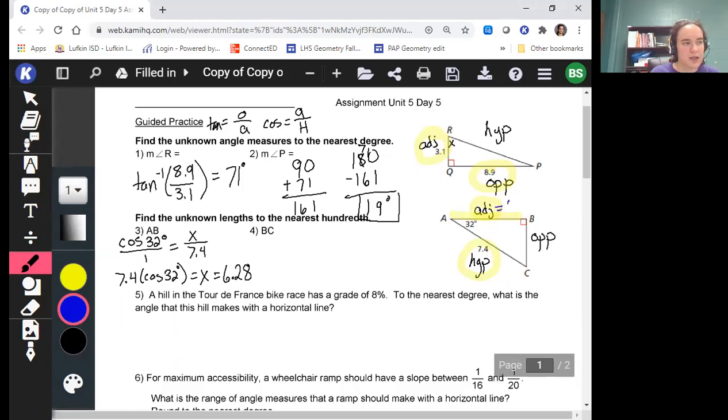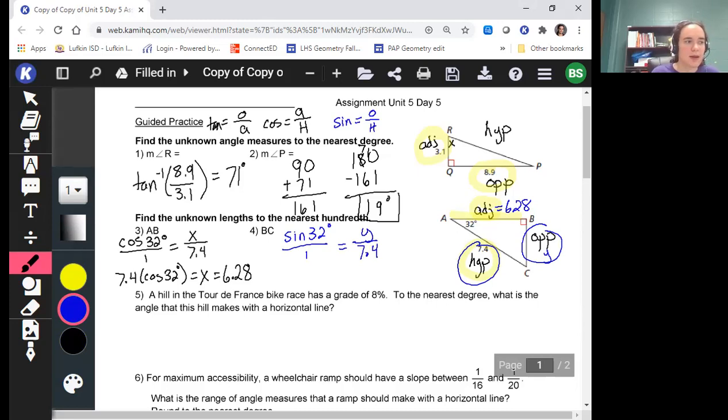So we've found our adjacent. Now we need to find our opposite. So we're dealing with our opposite and hypotenuse now. What is opposite over hypotenuse? Sine. So we're going to take the sine of our angle, 32 degrees, over 1 equals our opposite, which is y, over hypotenuse, which is 7.4.